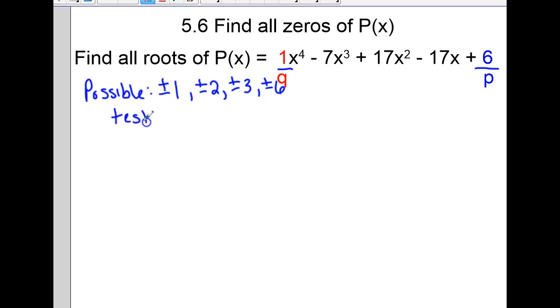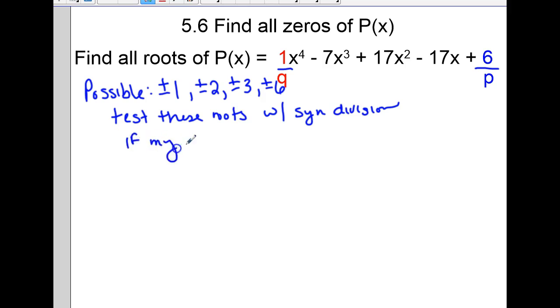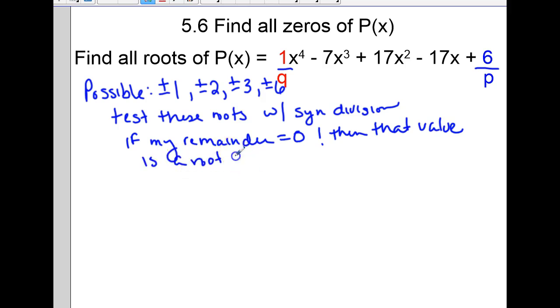I'm going to test these roots with synthetic division. And I know that if my remainder equals 0, what does the remainder theorem say? Then that value is a root. All right, so we're going to try x equals 1.